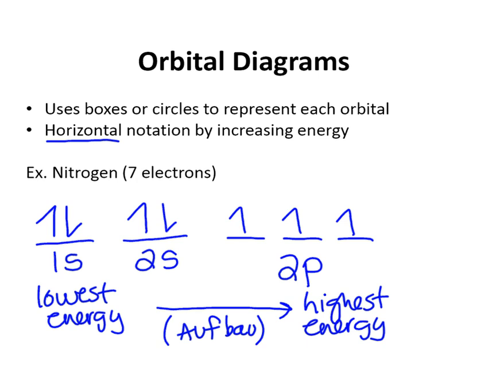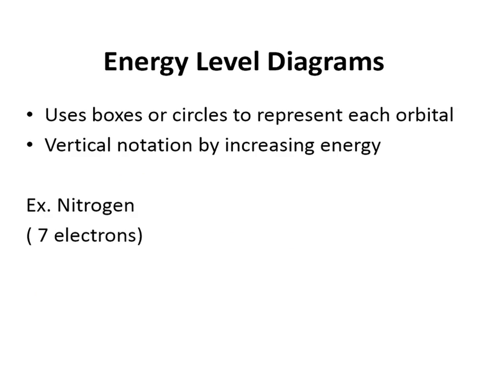Let's try another type of diagram. Energy level diagram, very similar to an orbital diagram. The only difference is you're going to do it vertically and you're going to show how the energy increases vertically. So you need a scale. You're going to put energy here. It doesn't have to be anything crazy. And then we're going to do the same thing.